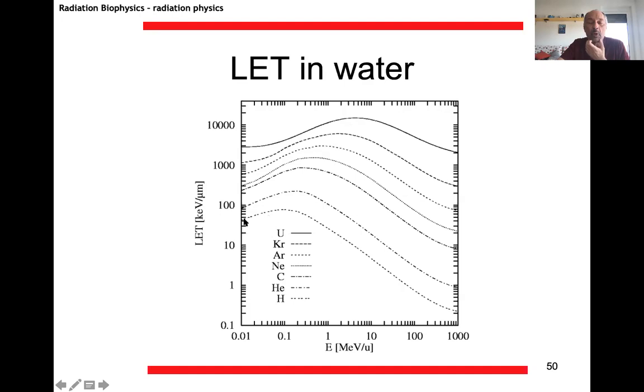You have at low energy an increase until you reach a maximum. Keep in mind that this increase at low energy is due to the Barkas effect, so that eventually the LET must go to 0 when the energy goes to 0. Then you reach a maximum, and then you go down essentially as 1 over beta square. Of course, when you change the charge of the ion, the LET increases with the square of the charge.